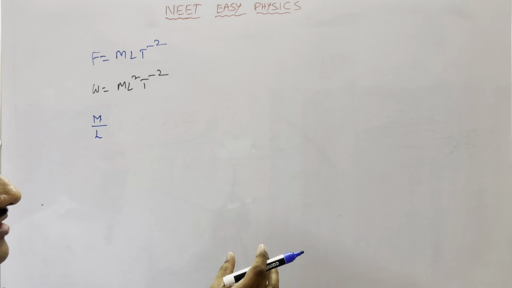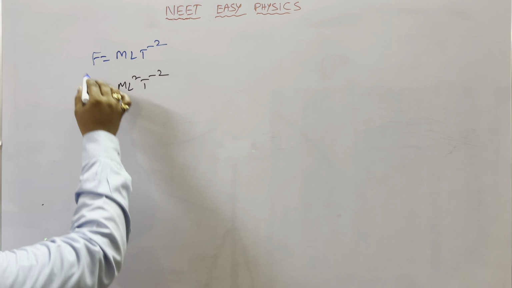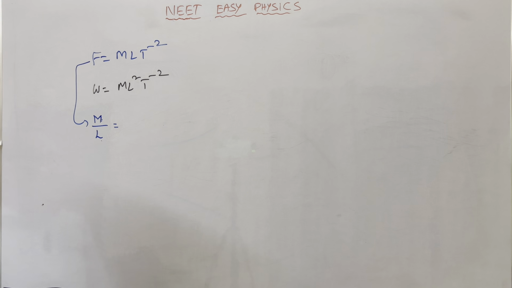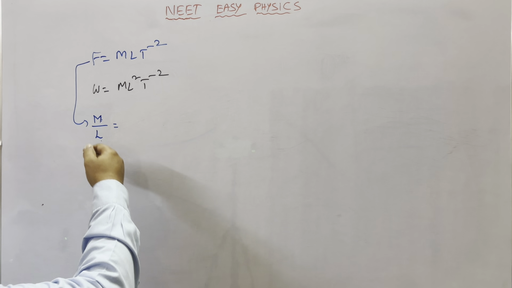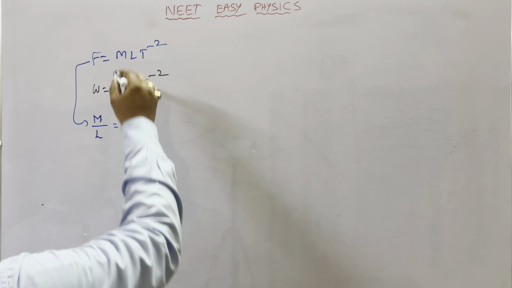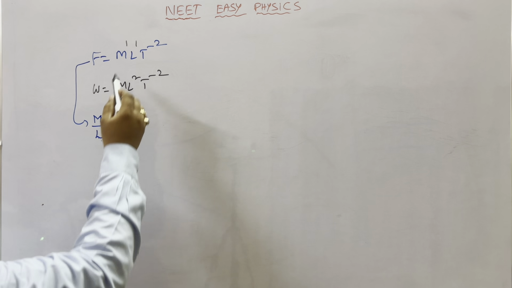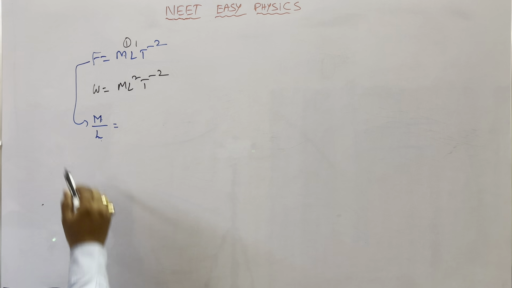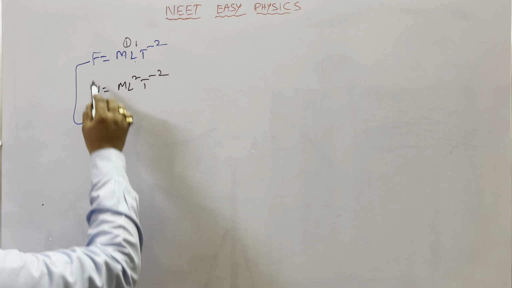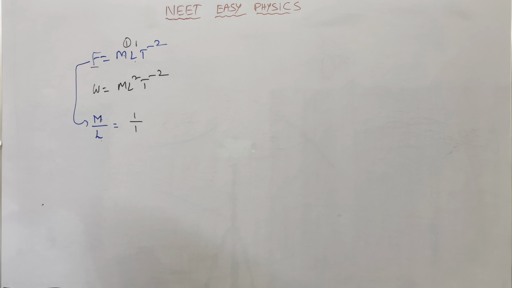What is the ratio of dimension of mass and length in force, they will ask. What is the ratio of dimension of mass and length in force dimension? For that, you should come to know the power of M. So M power how much is there here? 1. L power how much is there? 1. So 1 is the dimension of mass, 1 is the dimension of length in force. Therefore your answer will be 1 by 1.